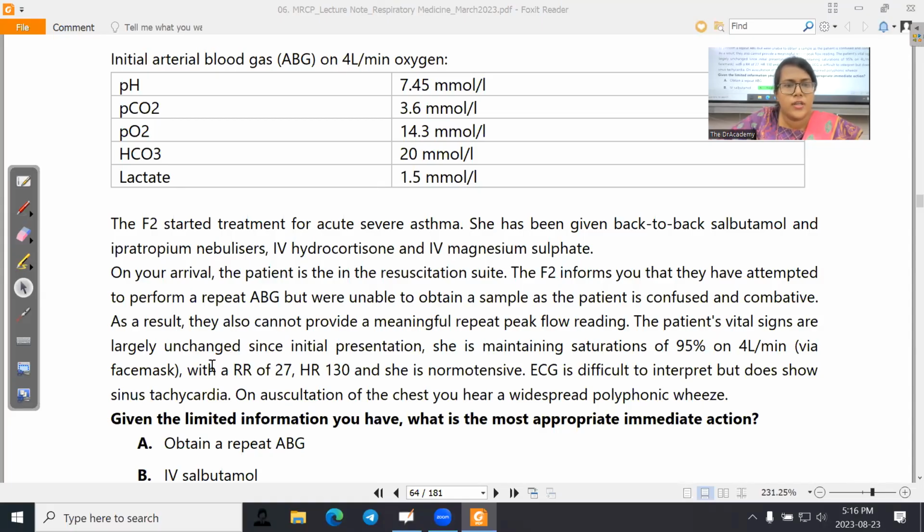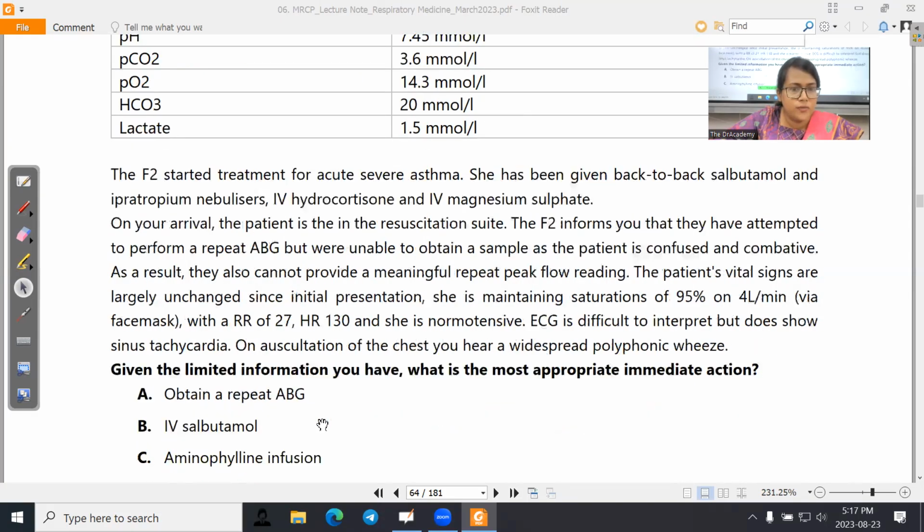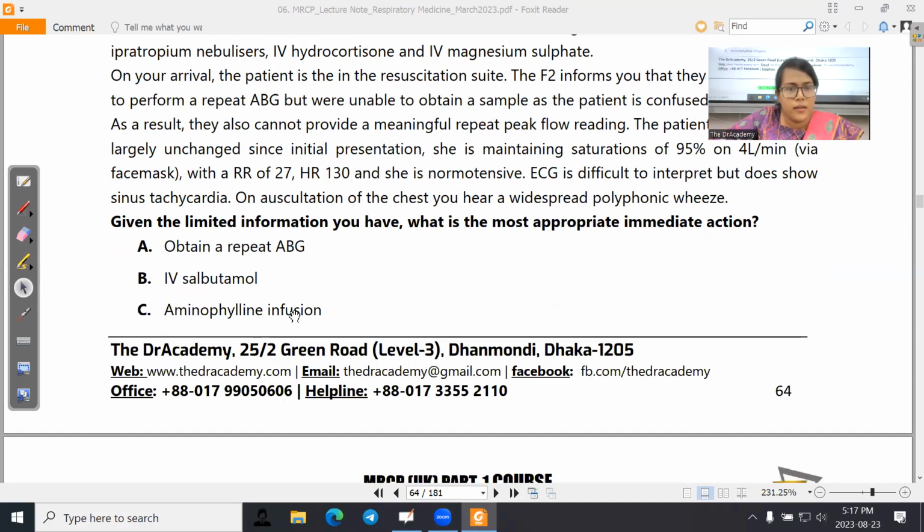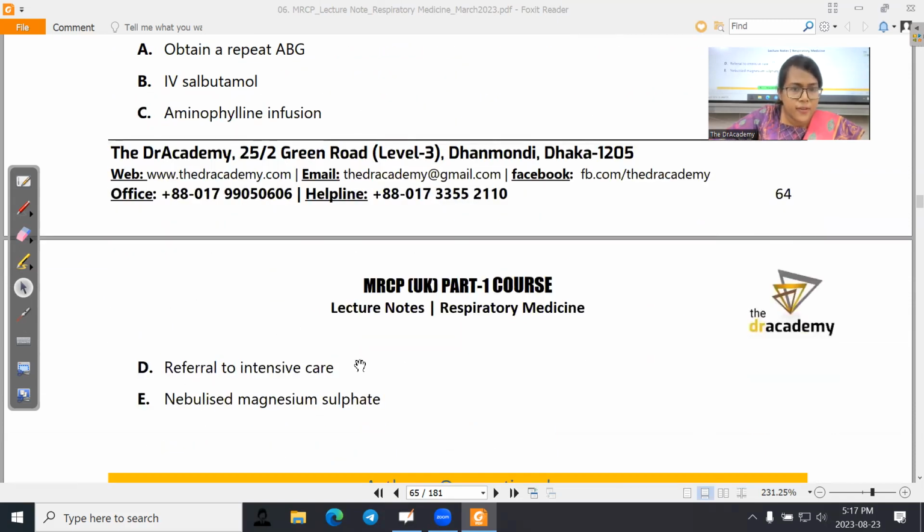Patient's vital signs are largely unchanged since initial presentation. She's maintaining saturation of 95% on 4 liter per minute by the face mask with a respiratory rate 27, heart rate 130, and she is normotensive. ECG is difficult to interpret but does show sinus tachycardia. On auscultation of the chest, you hear a widespread polyphonic wheeze. Given the limited information you have, what is the most appropriate immediate action? Obtain a repeat ABG, IV salbutamol, aminophylline infusion, referral to the intensive care, nebulized magnesium sulfate.